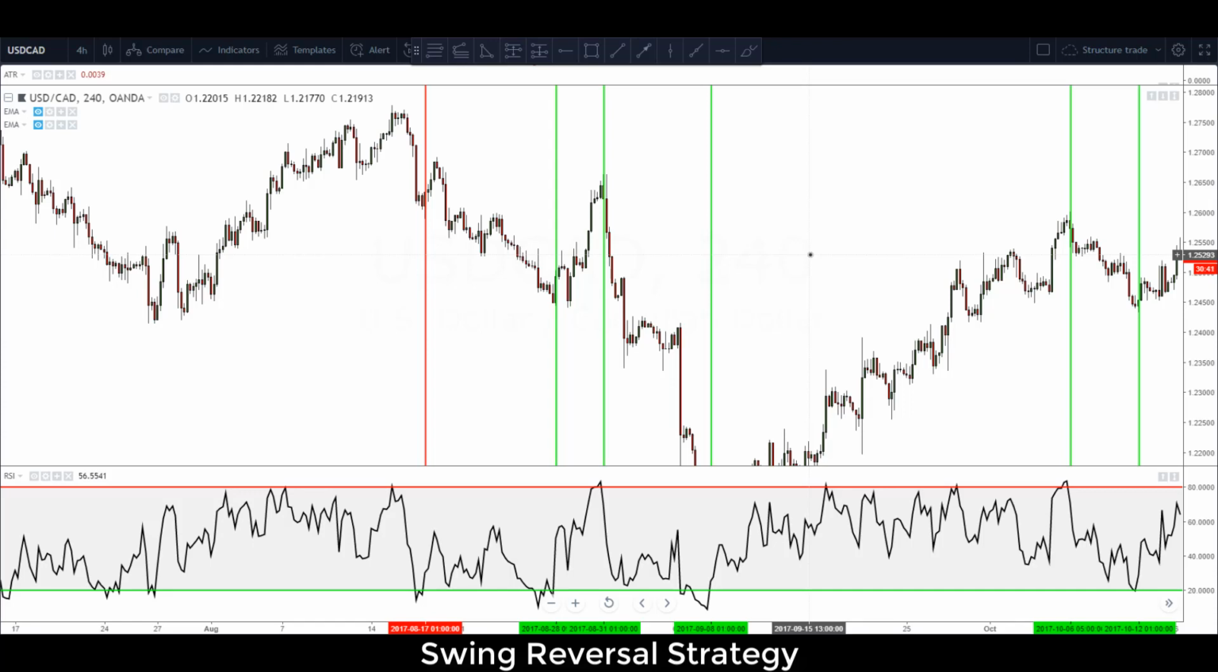And I did say I was going to give you guys my favorite pair for this strategy, and it is the pair that we're currently testing on. My favorite pair for the swing reversal strategy is the dollar Canada. The dollar Swiss works really well also for this strategy. Again, I'm not a financial advisor. I'm not here giving you financial advice. This is my opinion on the things that I've learned throughout the market.